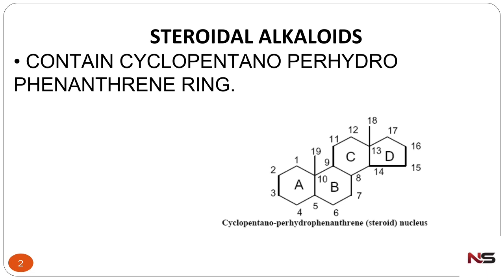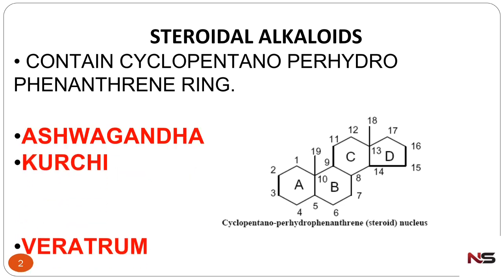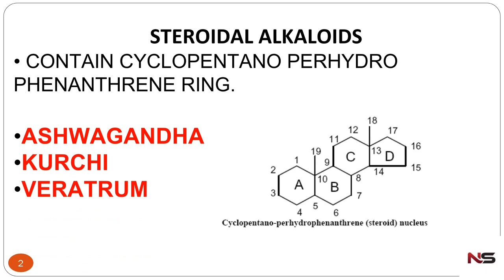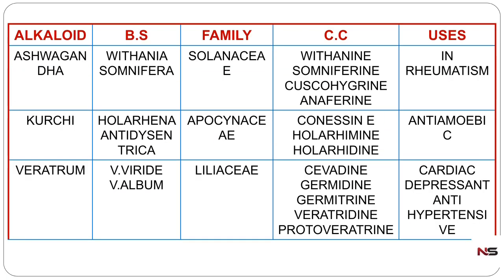So the drugs coming under steroidal alkaloids, which we have to study in this category, are ashwagandha, kurchi and veratrum. All of them have the cyclopentanoperhydrophenanthrene ring. We will move to the next slide.